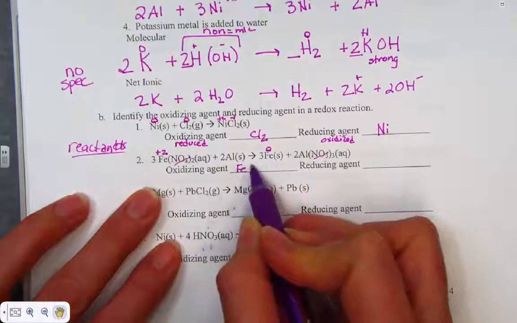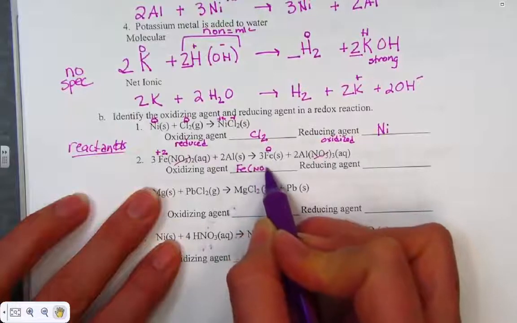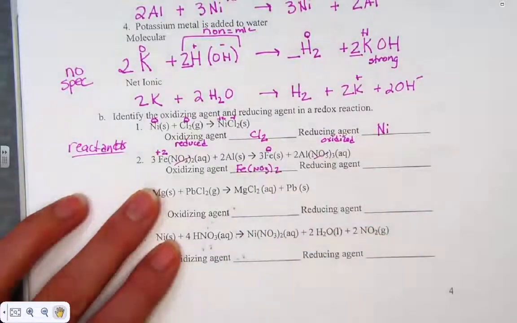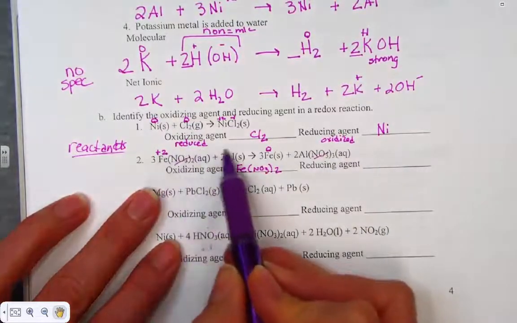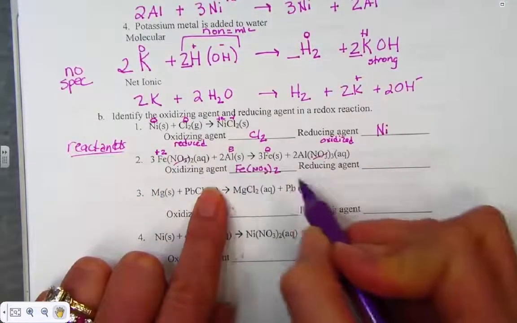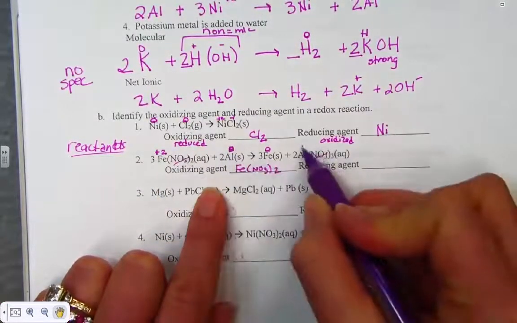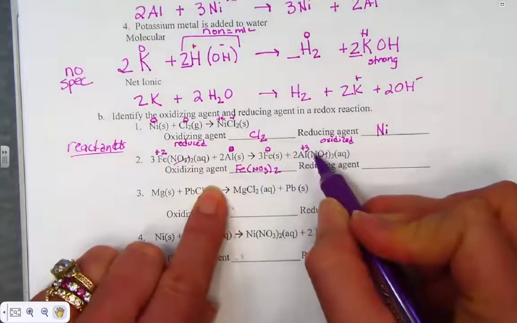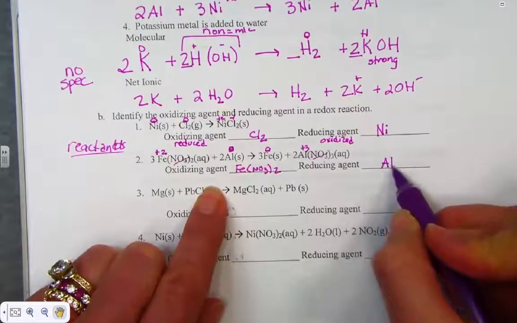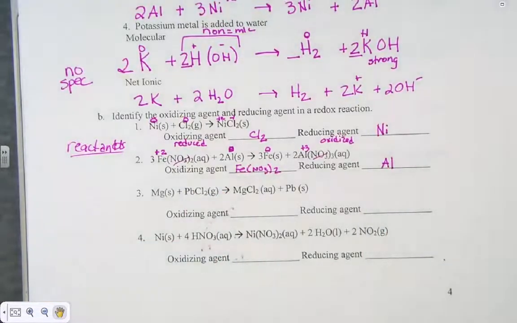Remember to write the complete formula for the entire reactant. Iron 2 nitrate serves as the oxidizing agent. Iron was reduced from +2 to 0. Now look at aluminum. Aluminum with a 0 went to a +3. It is being oxidized, therefore it's the reducing agent. Elemental aluminum is the reducing agent.